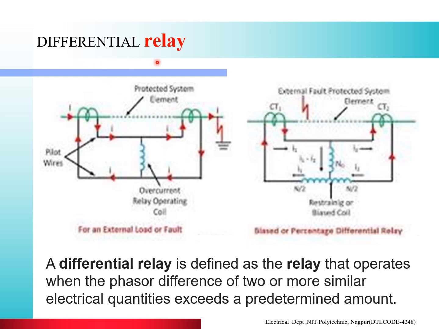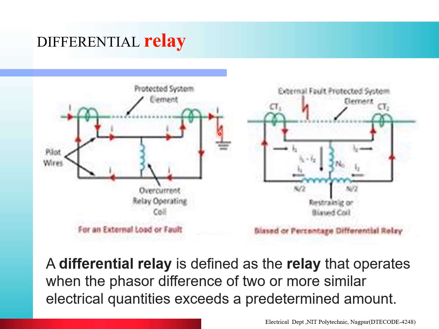Here is the differential relay. We will see the diagram of the differential relay for the external fault as well as the internal fault. Here, this shows the conductor and current transformers. These current transformers are connected with each other with the help of the pilot wire, and between this pilot wire there is an overcurrent relay coil which is connected.